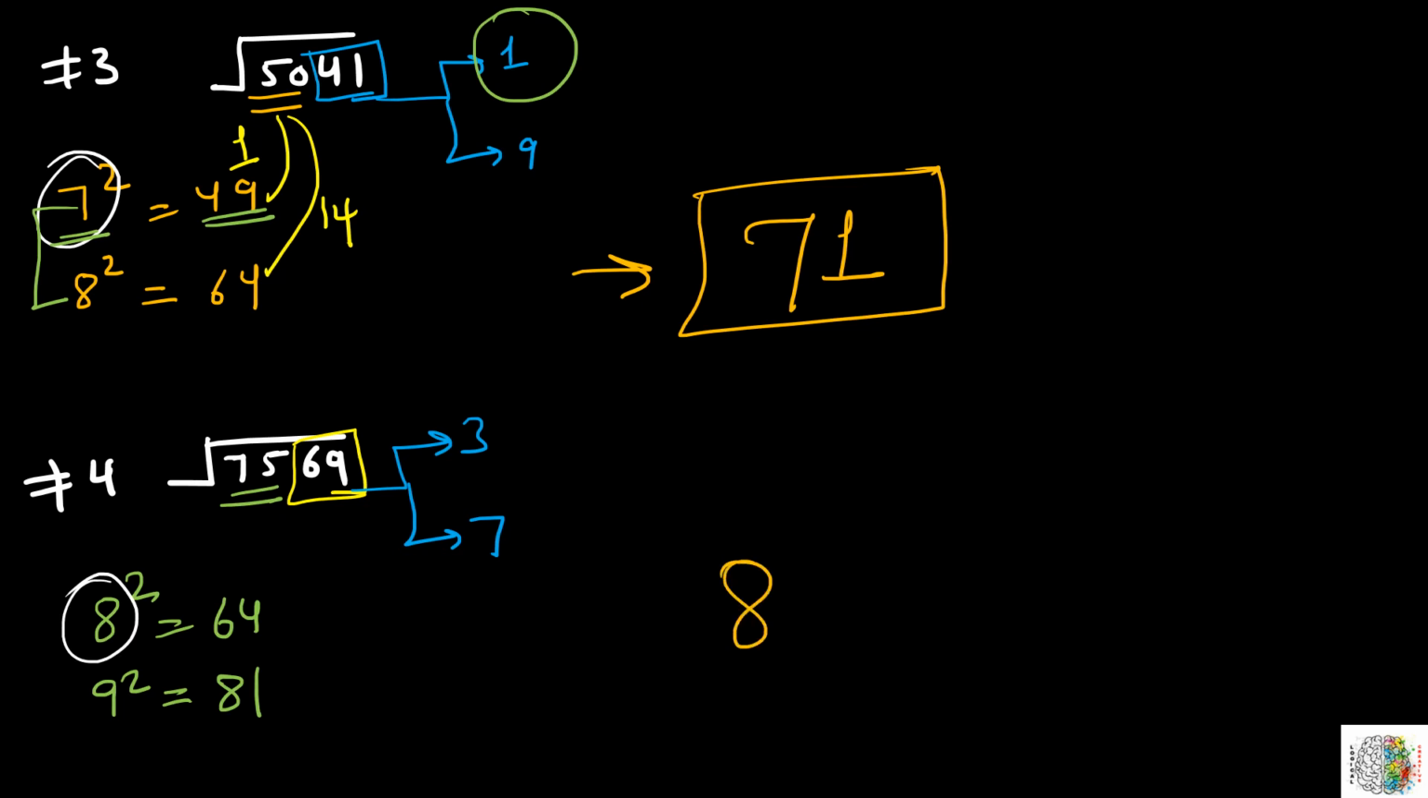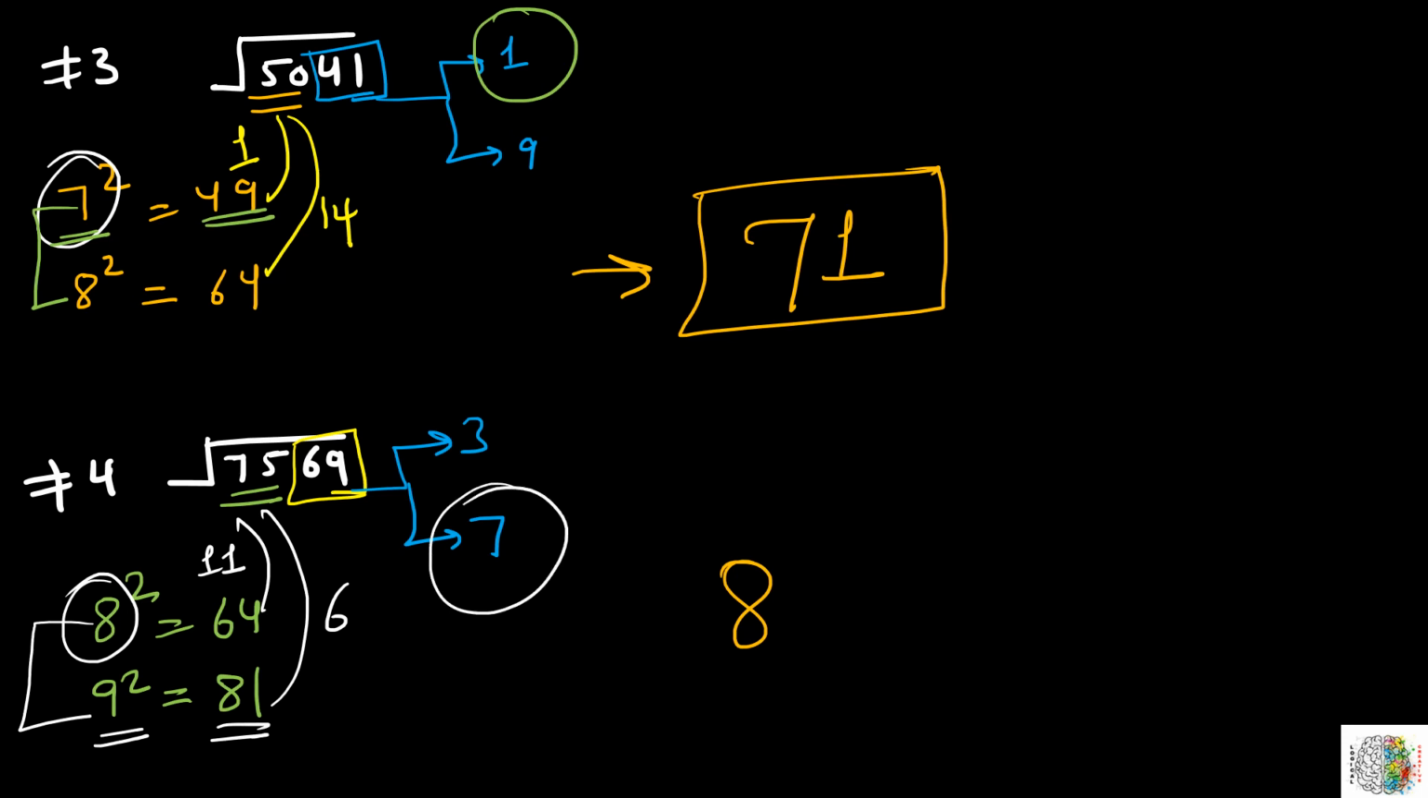Okay. Now we will check whether 75 is closer to 64 or 81. So 75 minus 64 is equal to 11 and 81 minus 75 is equal to 6. So it is closer to 81, which is the square of 9, and 9 is the bigger number between these two numbers. So we will take the bigger number, which is 7. Okay. So we will write down 7 here. So the square root of 7569 is equal to 87.